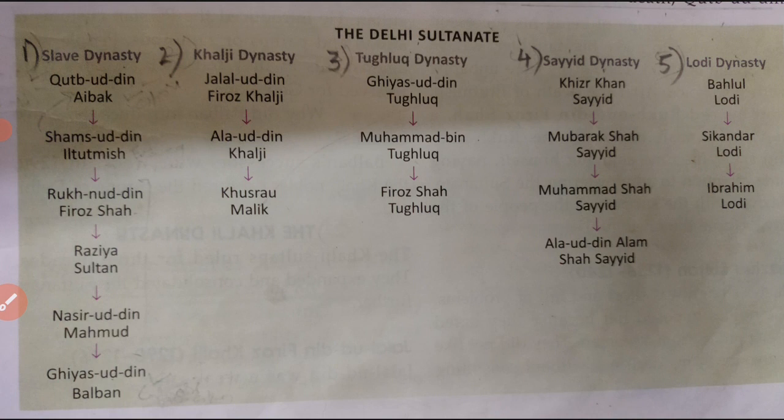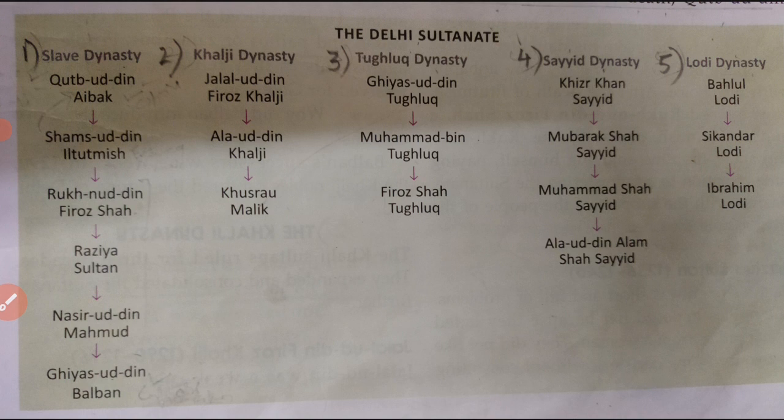It produced two powerful sultans, Muhammad bin Tughlaq and Firoz Shah Tughlaq. But the first ruler of this dynasty was Ghiyasuddin Tughlaq. He put down rebellions and strengthened the Sultanate. He was succeeded by his son Jona Khan, who took the title of Muhammad bin Tughlaq.